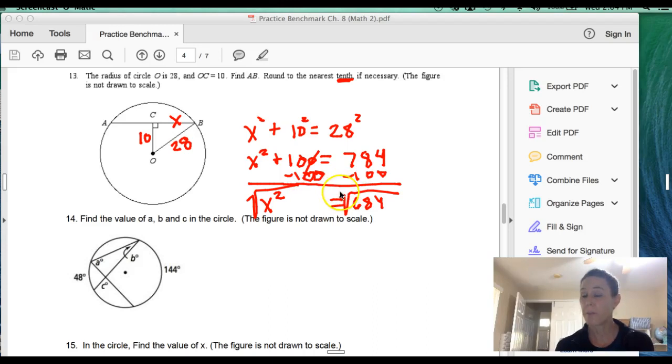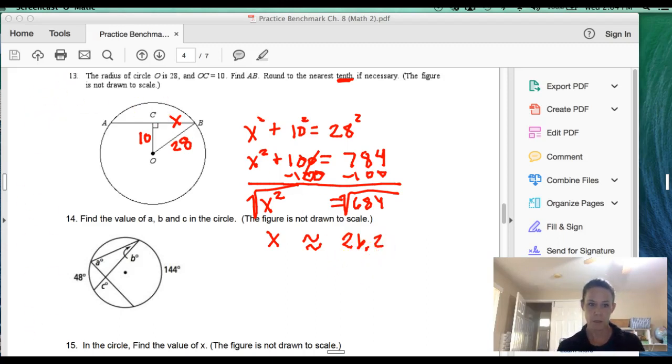You do the plus or minus solution. Once again, we don't care about the negative solution because we're dealing with length. I just like to emphasize that. So we're going to get x, and we're going to approximate this to the nearest tenth. It's 26.15, so we'll go 26.2.